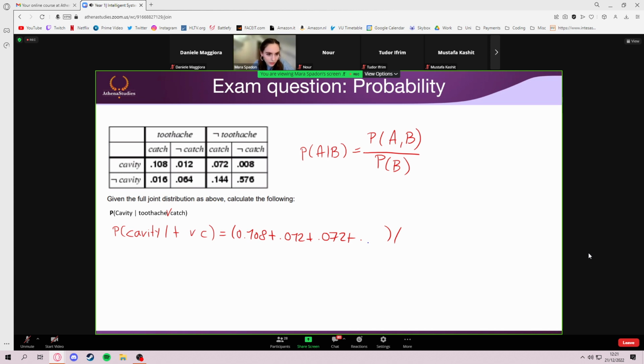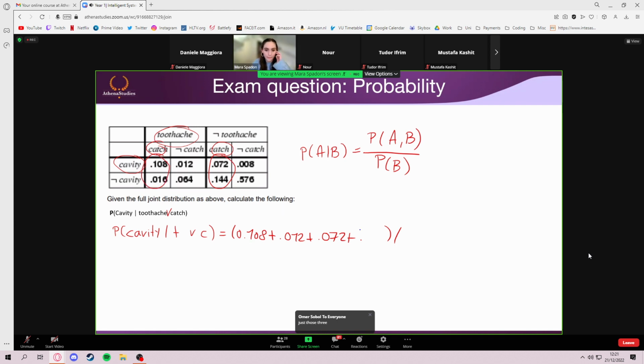This is for cavity and toothache or catch. So you take cavity, and you take toothache, and you take catch. Oh yeah, because it's toothache or catch, of course. So you take these and you take these.